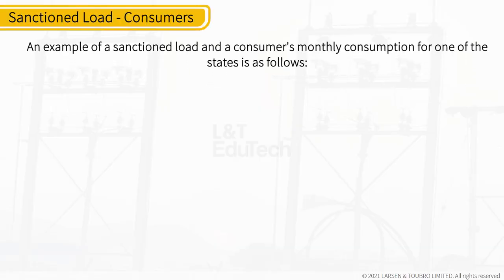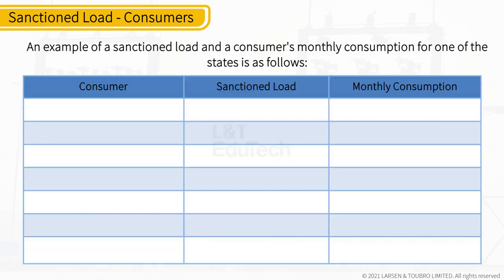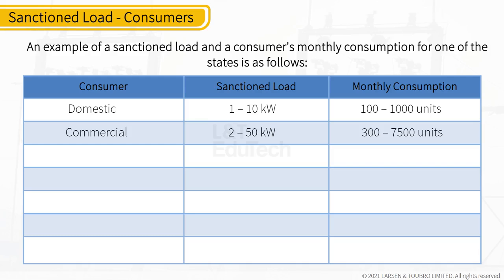An example of a sanctioned load and a consumer's monthly consumption for one of the states is as follows. Domestic consumer: sanctioned load is 1 to 10 kilowatts, whereas the consumption of energy is 100 to 1000 units. Commercial consumers: sanctioned load is 2 to 50 kilowatts, whereas the consumption of energy is 300 to 7,500 units.